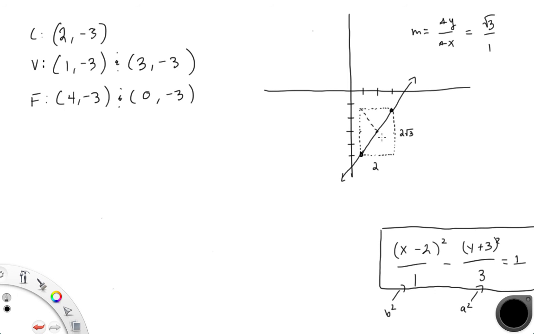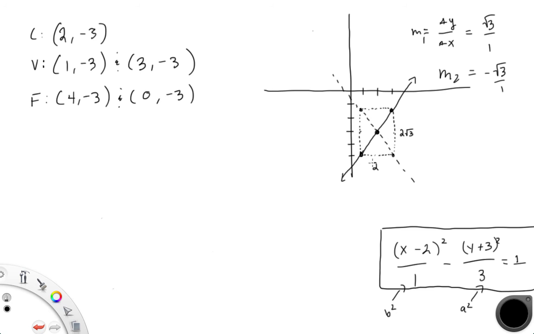Well, it's exactly the same number, but it's negative, right? So if we had imagined going from this point to this point, we would have gone down 2 root 3 and then over 2. So the slope of the other asymptote is just going to be negative root 3. Okay. Now, the other thing that we need to know is what point does it go through, right? If we have the slope and a point, then we can adequately describe any line.